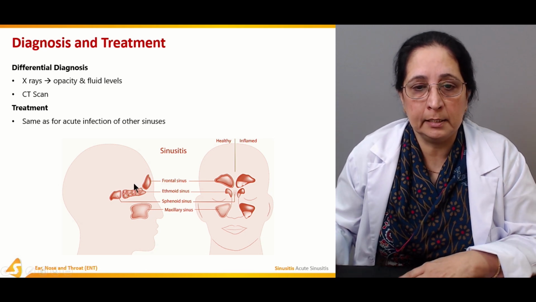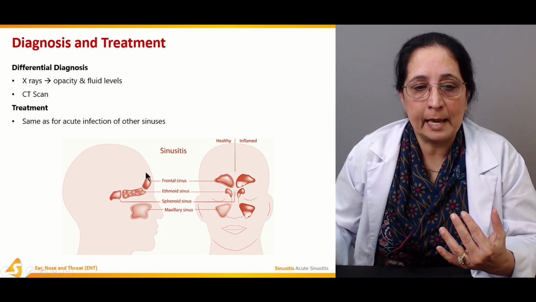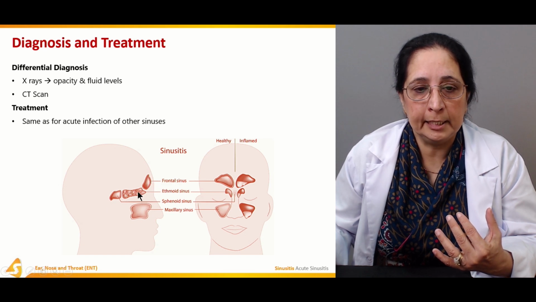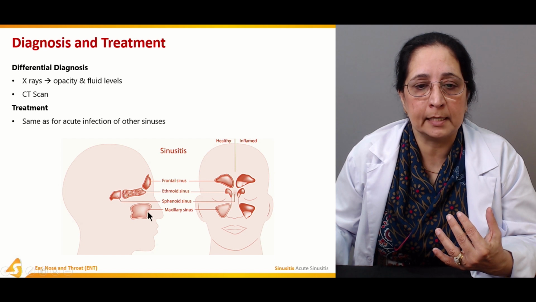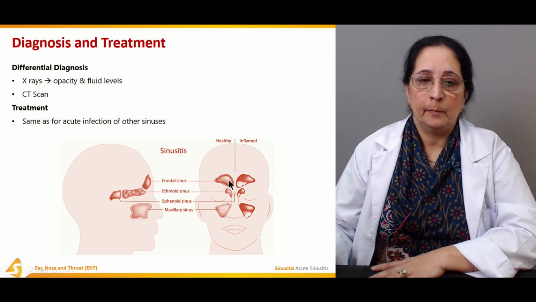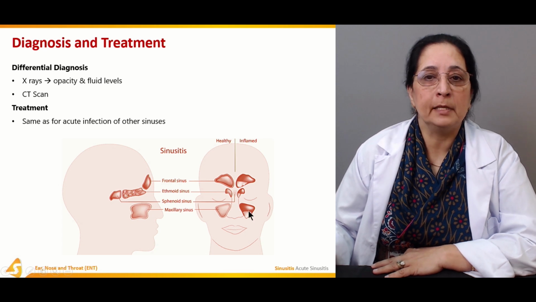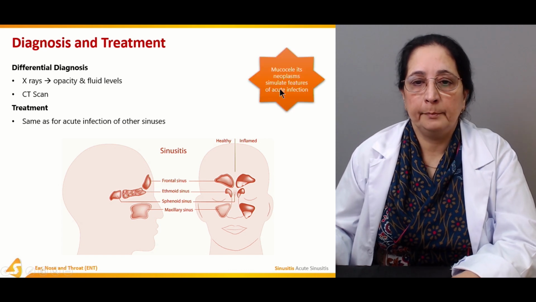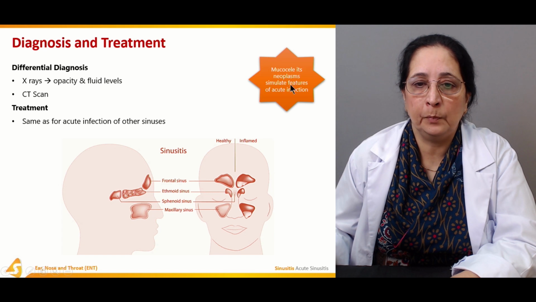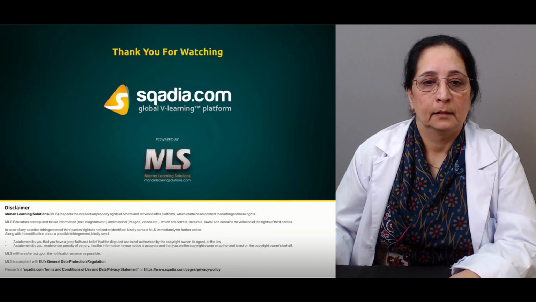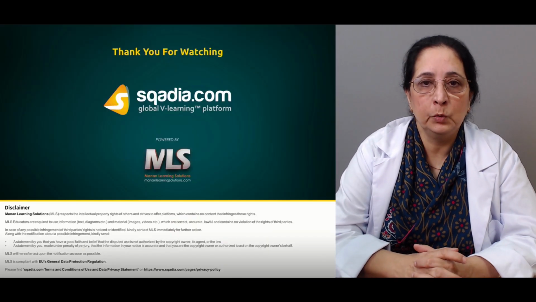So again, this is the frontal view. This is the lateral view of the sinuses. We have the frontal sinus, then the ethmoid sinus, sphenoid sinus, and maxillary sinus. These are the maxillary sinus, ethmoid sinus, and the frontal sinus, both healthy and inflamed with fluid and secretions present. Mucocele and neoplasm simulate features of acute infection. So this was all about acute sinusitis.